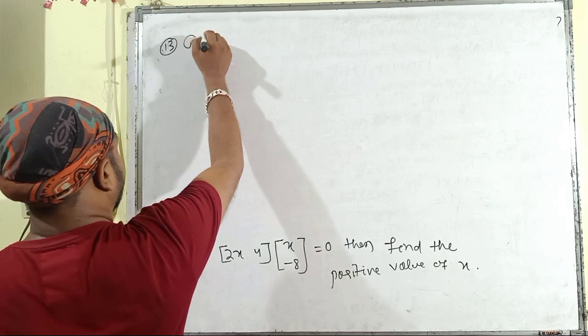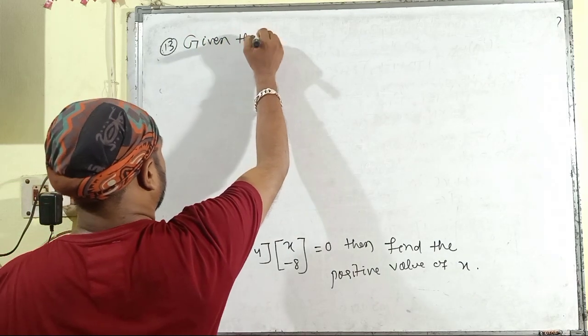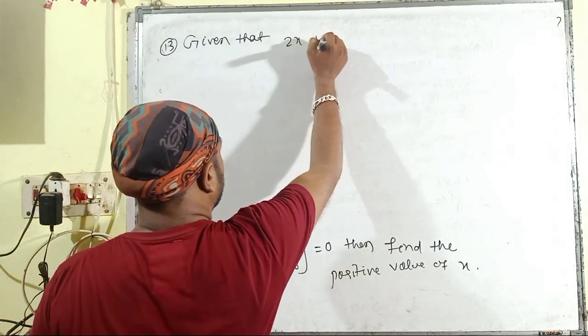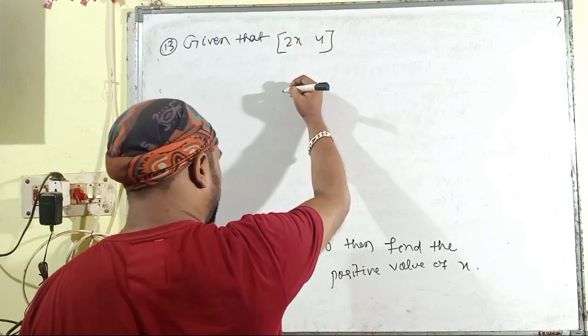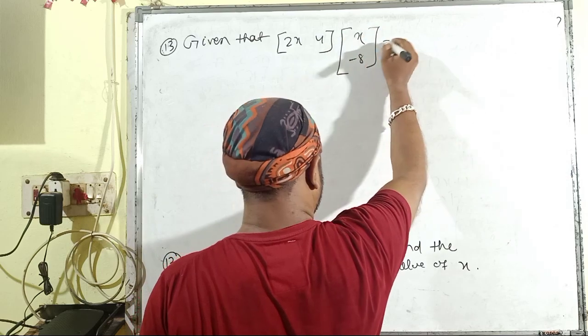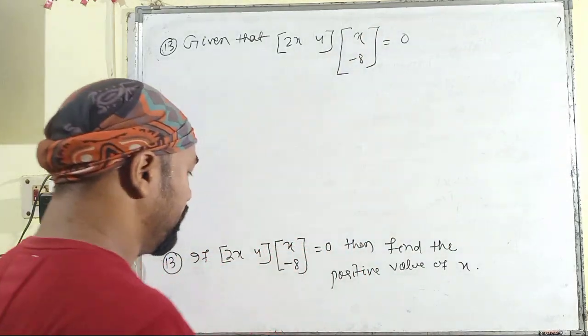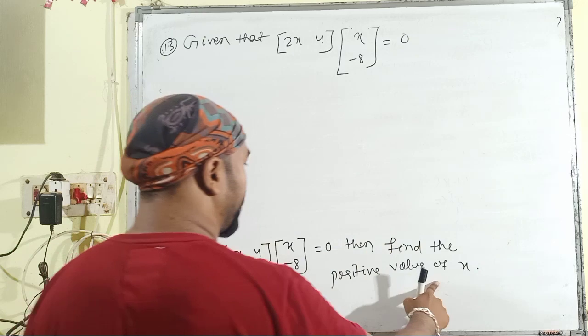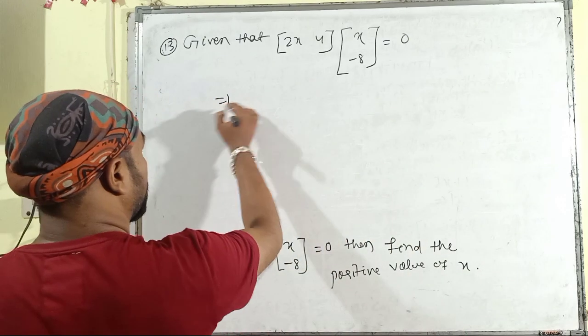Given that the row matrix 2x4 multiplied with the column matrix x minus 8 gives us the result as 0, but here we have to find out the positive value of x. Just let us multiply it.